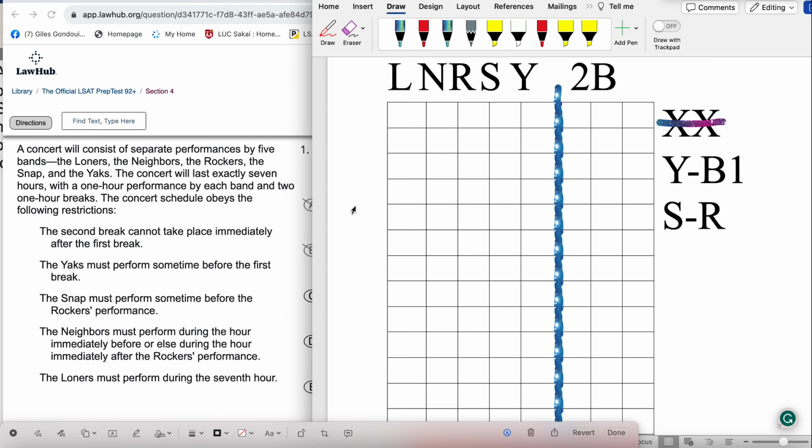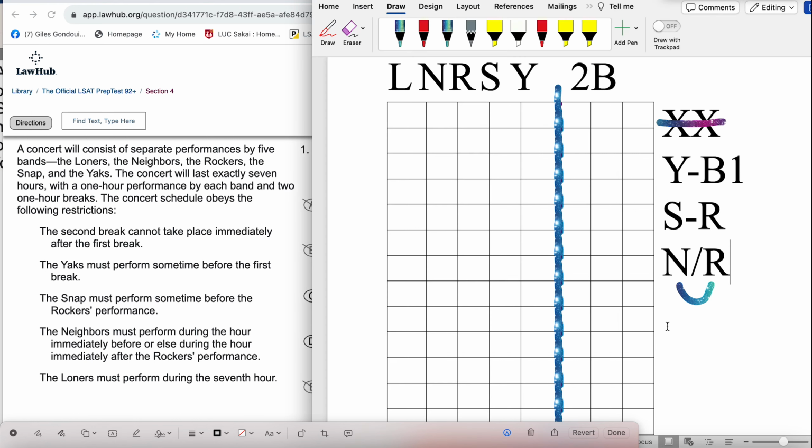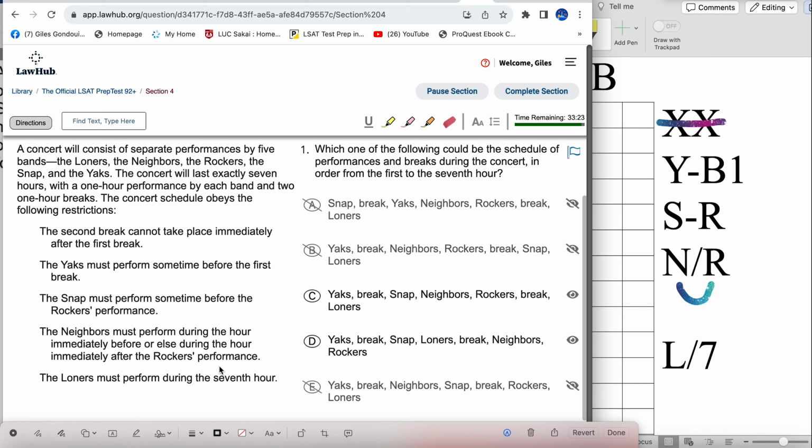The Neighbor, which is N, must perform during the hour immediately before or else immediately after the R performance. So N has to be close to R, or it could be RN, but they have to be together. Let's look for that as quickly as possible. They're not together here. Take it out. The next rule is the Loner must perform during the 7th hour. So L7. Look for L in the 7th position. It's not here. Take it out.